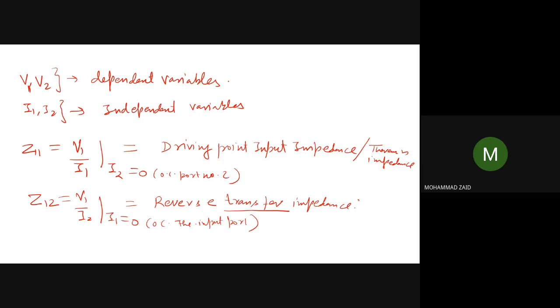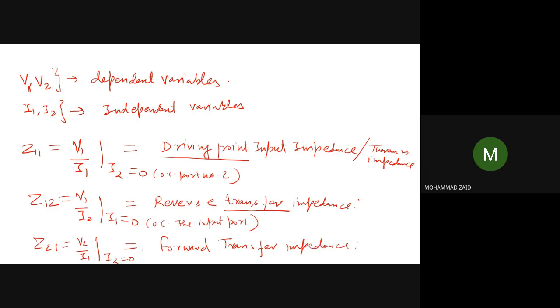When the same quantities are compared, for example V1 and I1, then we use the word driving point. If we take the ratio of different quantities in the case of two port networks, we name it transfer impedance. Similarly, if you calculate Z21, which is equal to V2 by I1, provided I2 is 0, you will get its name as forward transfer impedance.